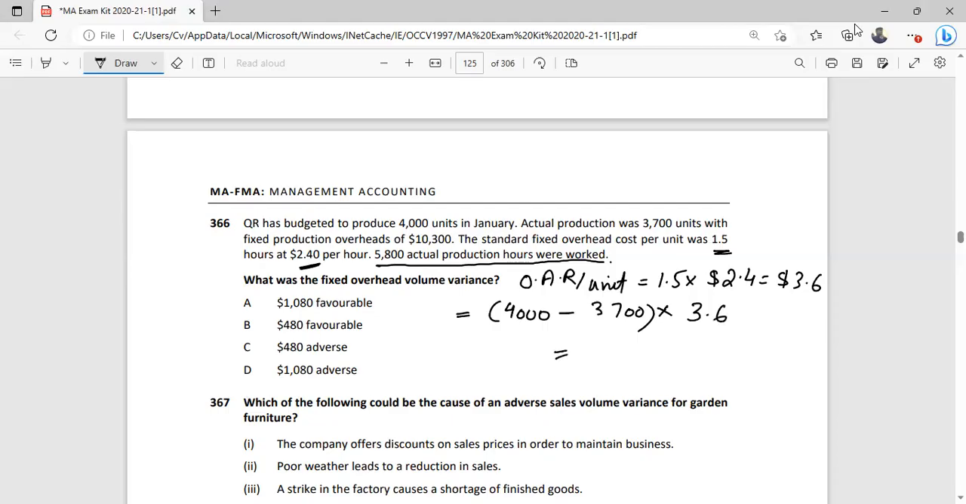4,000 were budgeted units. Actual units are 3,700. It is multiplied by 3.6. So we have $1,080 as variance. Now actual production units are less than the budgeted production units. It means we paid fixed cost for the 4,000 units, but we actually produced 3,700 units. So we wasted the fixed overheads for 300 units. So it is an adverse variance by $1,080.